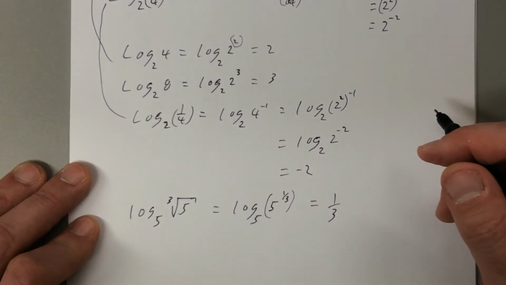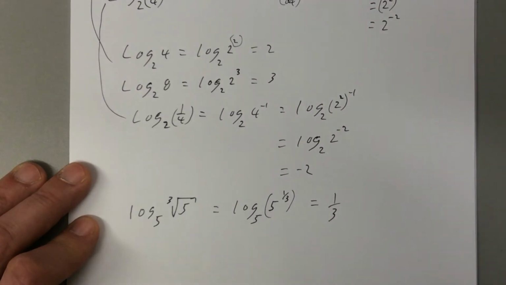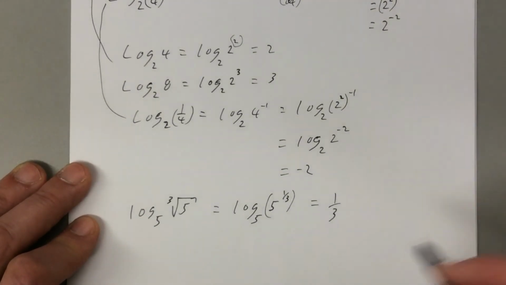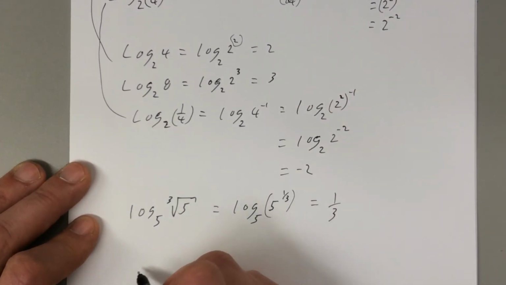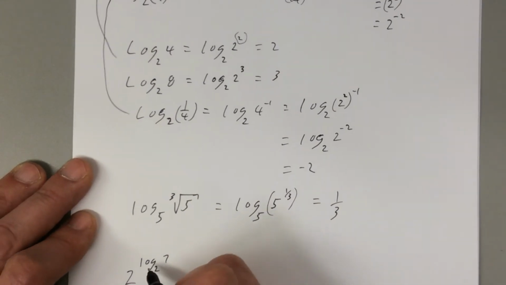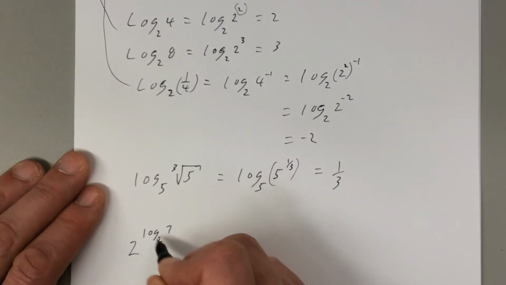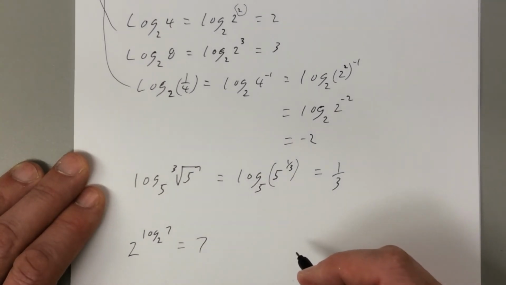All right. What's another one here? What if I did 2 to the log base 2 of 7? Again, these are inverse functions of each other, so those cancel out, and it just gives you 7. There's not really much to do there.